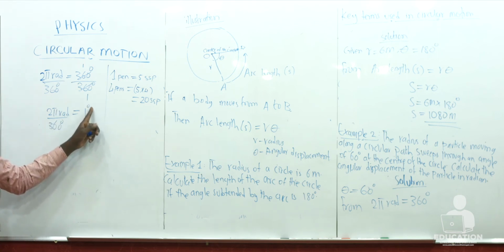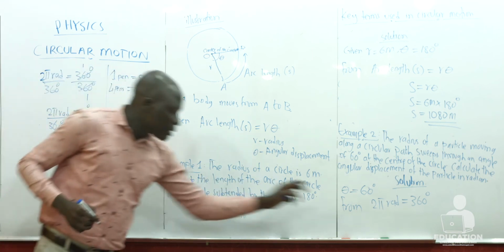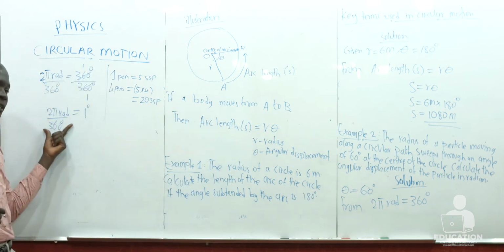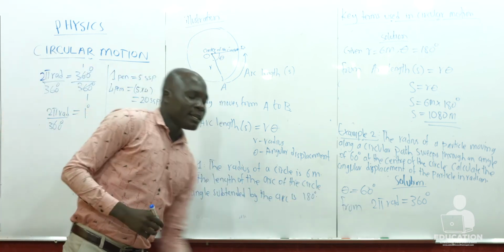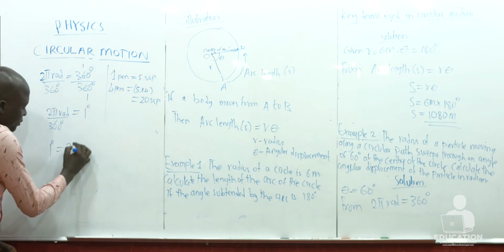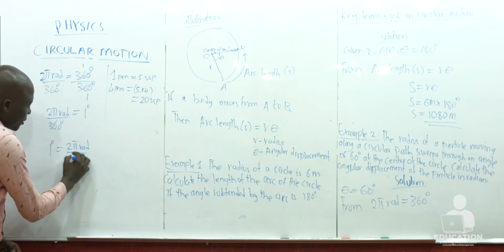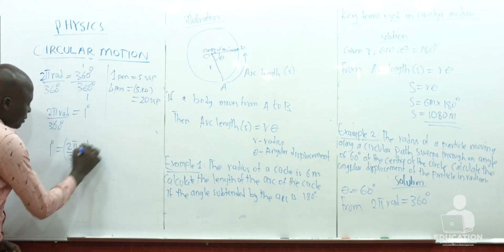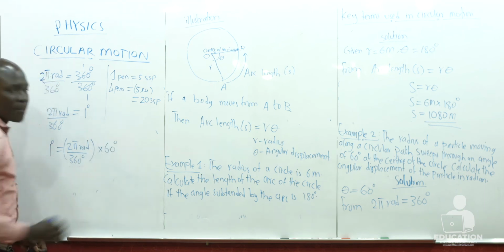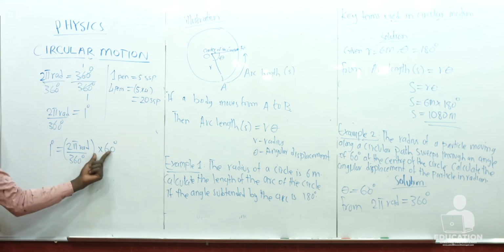If 1 degree only is 2 pi rad divided by 360 degrees, then what about 60 degrees? Which means we are going to multiply the whole of this times 60 degrees. So now you're going to say 1 degree is equal to 2 pi rad divided by 360 degrees. We multiply the whole of it by 60 degrees. So now this one can be divided.